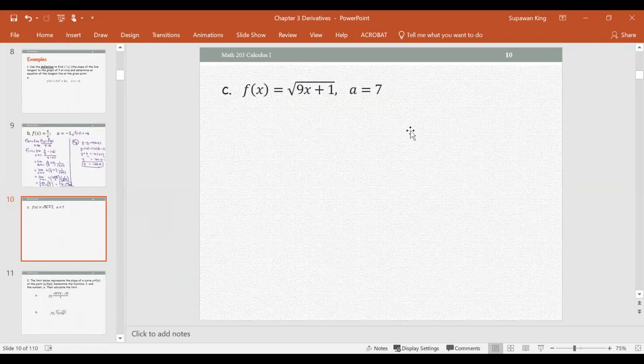Next example, f of x is the square root of 9x plus 1 for a equals 7. The f at a, or f at 7, is the square root of 9 times 7 plus 1, or 63 plus 1, which is 64. The square root of 64 is 8.